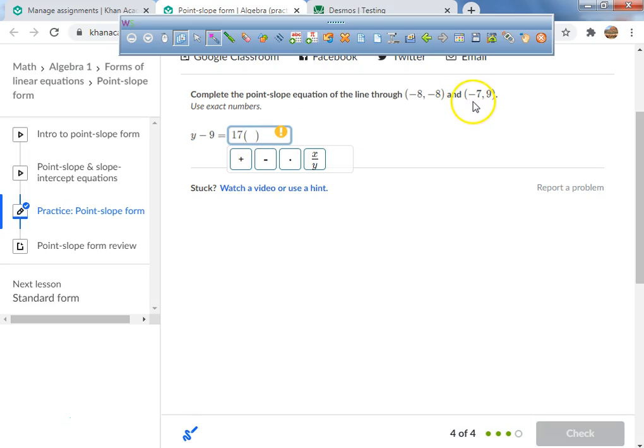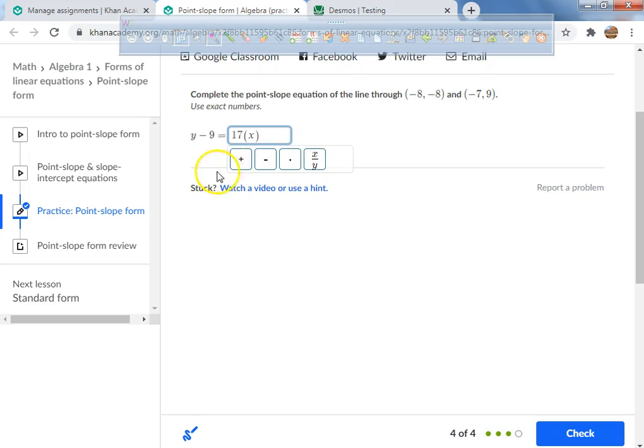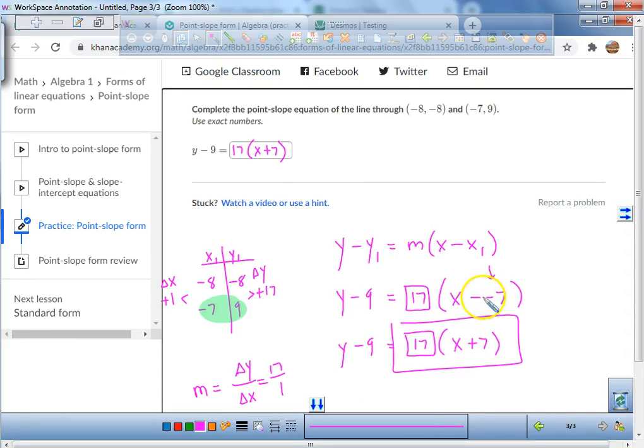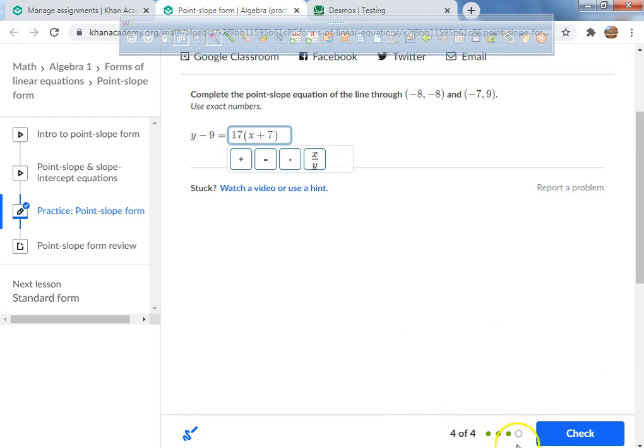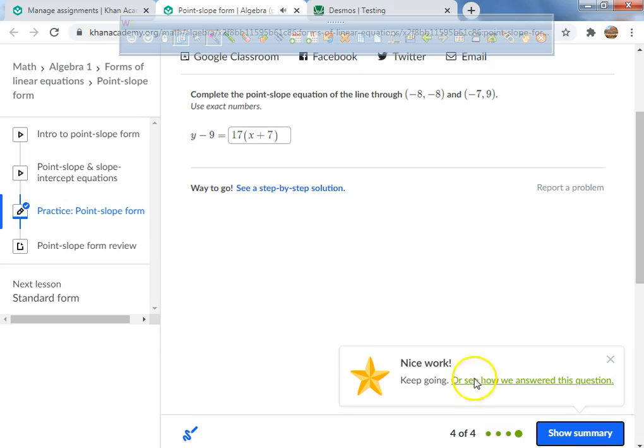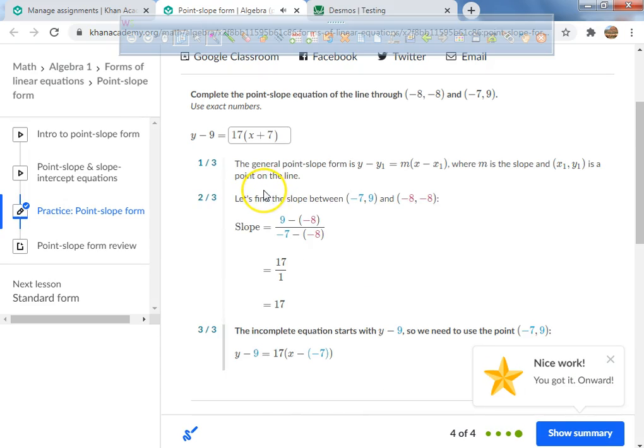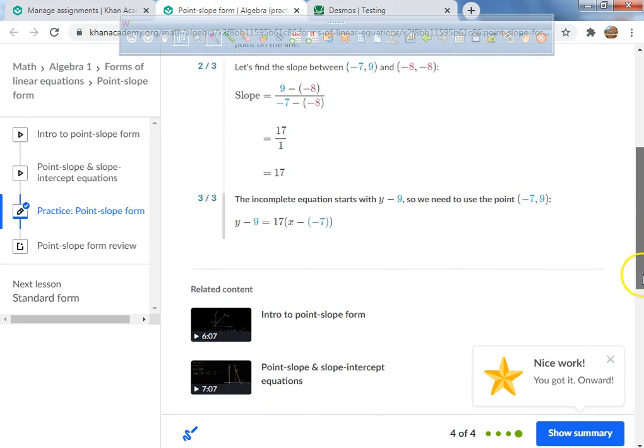But here, if I plug in a -7, I got to make it an x plus a 7. If I put -7, I'm going to get it wrong. So make sure if you plug in a negative, make sure it cancels out to a positive. Otherwise, you're going to get the wrong answer. Okay? So if you mess up, click see step-by-step solution. All right? Right there, you can see how they plugged in that -7, which makes it a +7. Okay? And that's it.